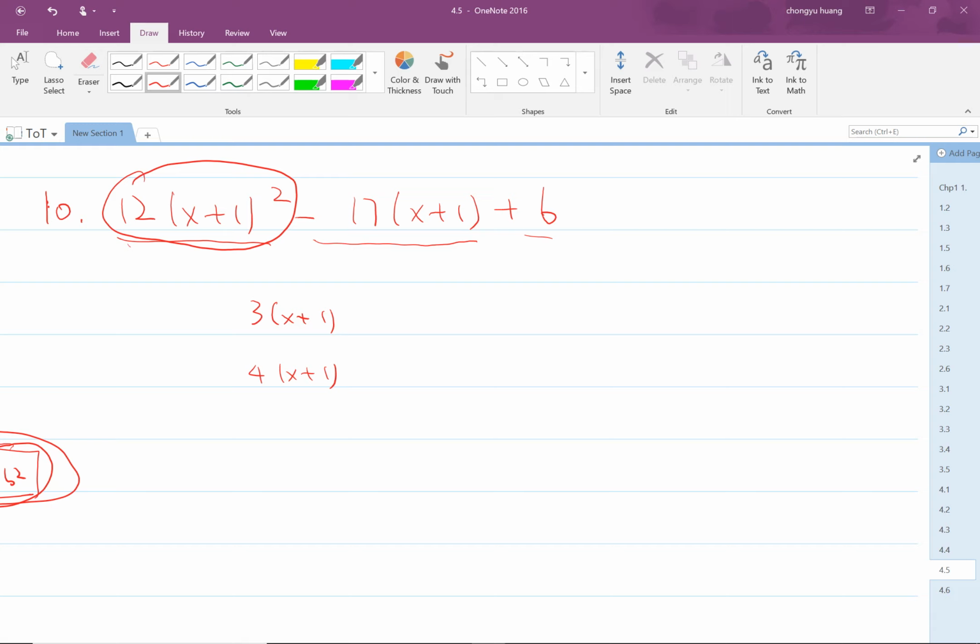And over here, you see the middle number that we want is negative 17x plus 1. That's the negative number, and you want to make it happen. So over here, the right combination is... let's try a little bit.